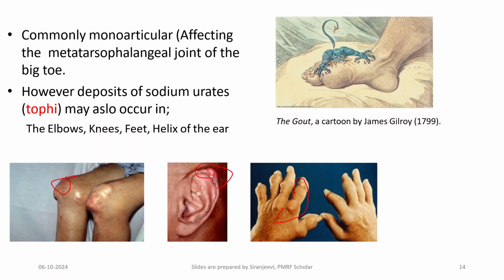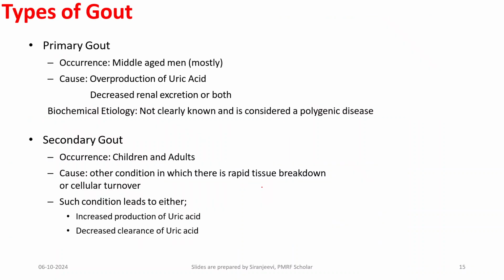So this leads to a high level of pain because these are insoluble in the body, and sometimes due to gravitational force it will be sedimented in the knees as well as in the toes of the body. There are two types of gout usually seen: the primary gout as well as the secondary gout.